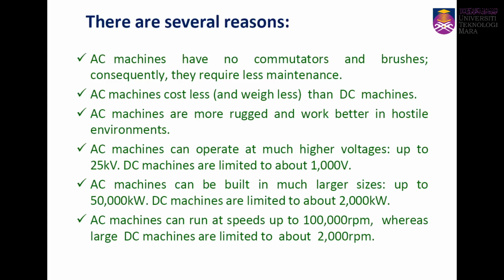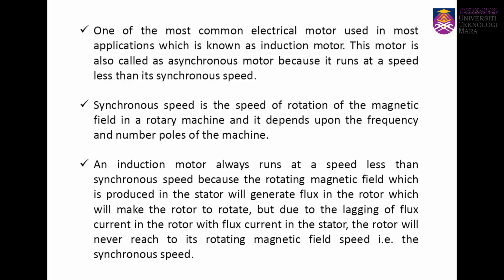AC machines can operate at much higher voltages, up to 25 kV, while DC machines are limited to about 1000 volts. So more applications can use the AC machine. AC machines can run at speeds up to 100,000 RPM, compared to the DC machine, which is limited to only 2,000 RPM. One of the most common electrical motors used in most applications is the induction machine.